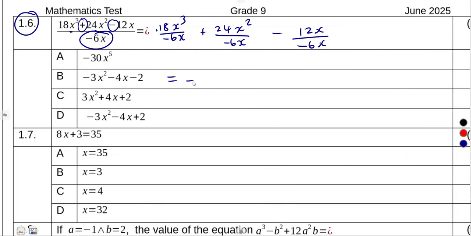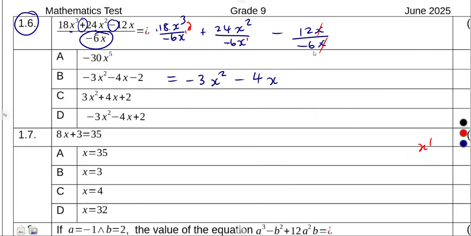Positive to a negative, that's a negative. 18 divided by 6, that's 3. In this case, we're dealing with the same base. Simply subtract the powers. 3 minus 1, that's a 2. All right. Positive to a negative, that's a negative. Then 24 divided by 6, that's going to be 4. Again, subtract the powers. 2 minus 1, that's 1. So it was going to be simply x to the exponent of 1, which is x.